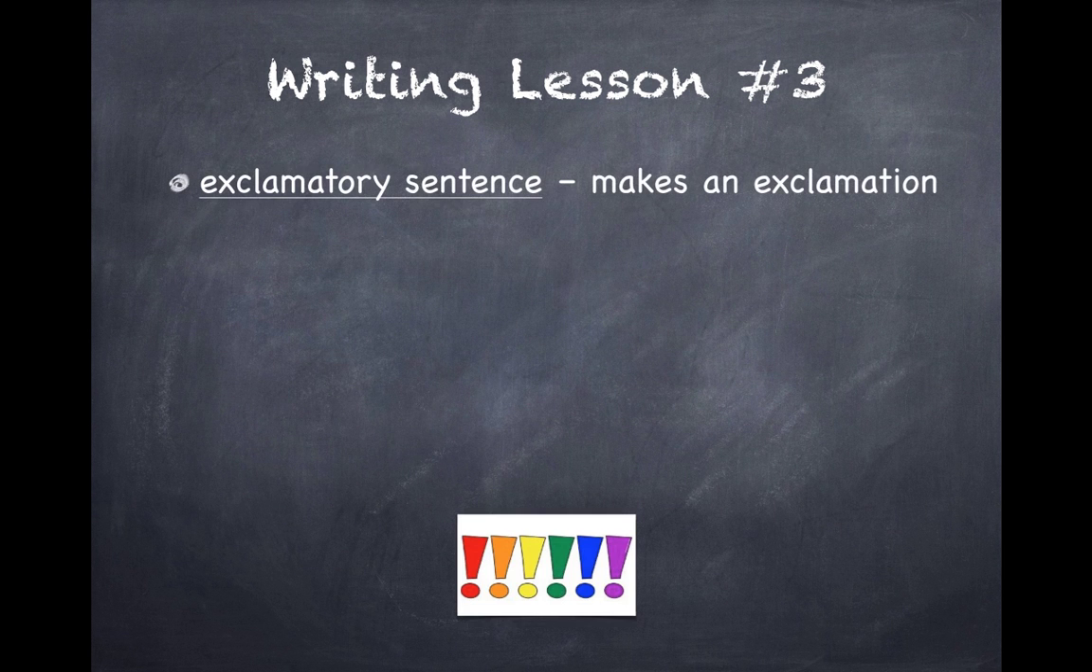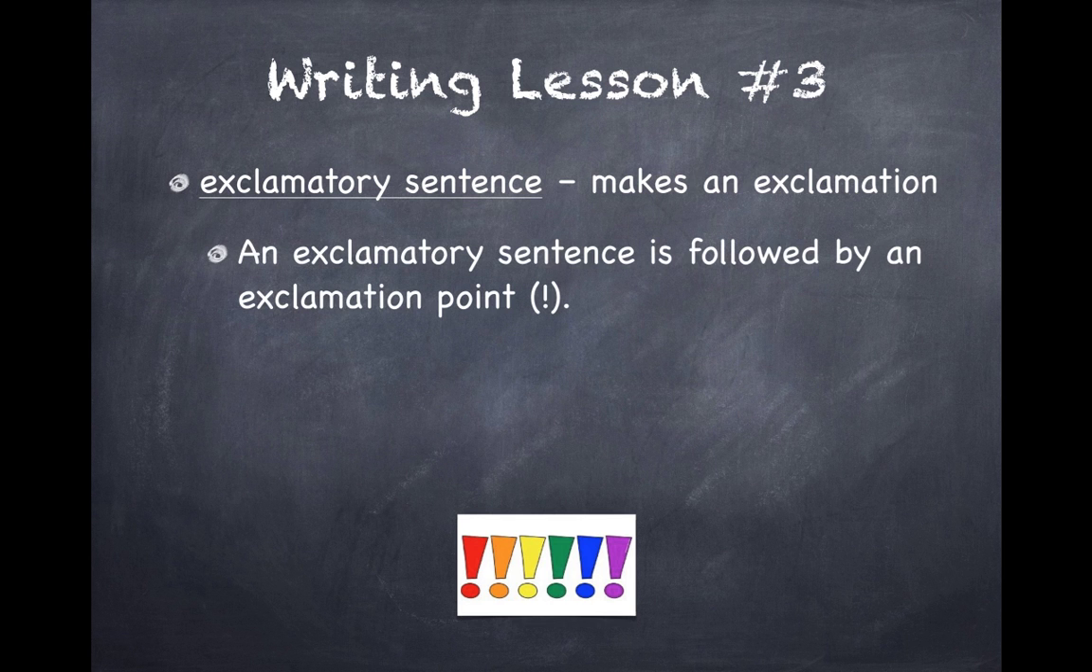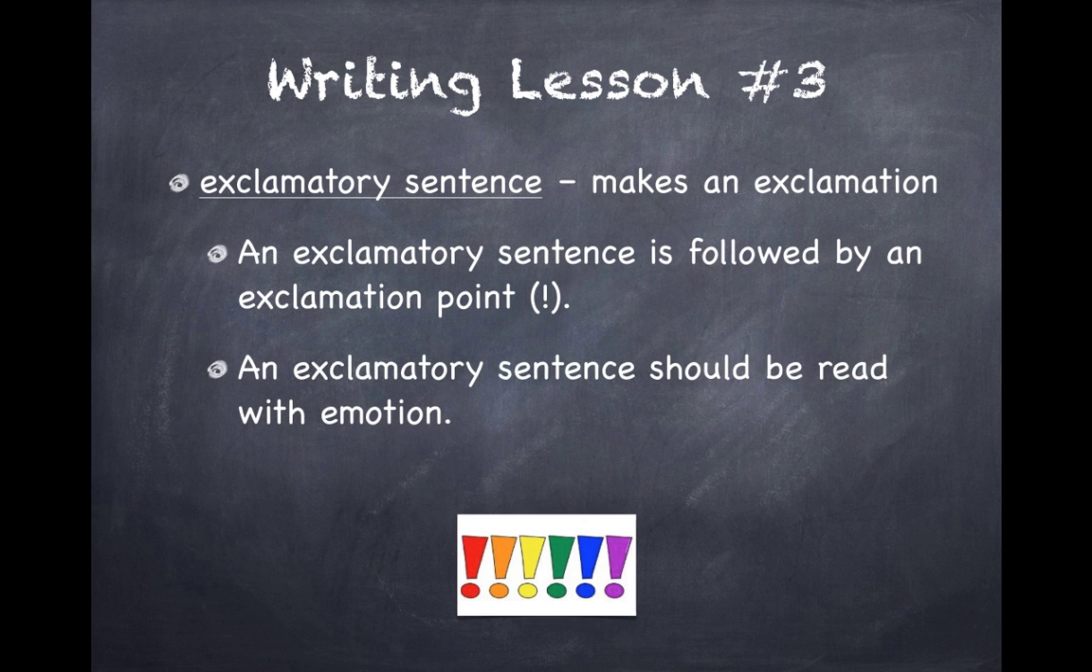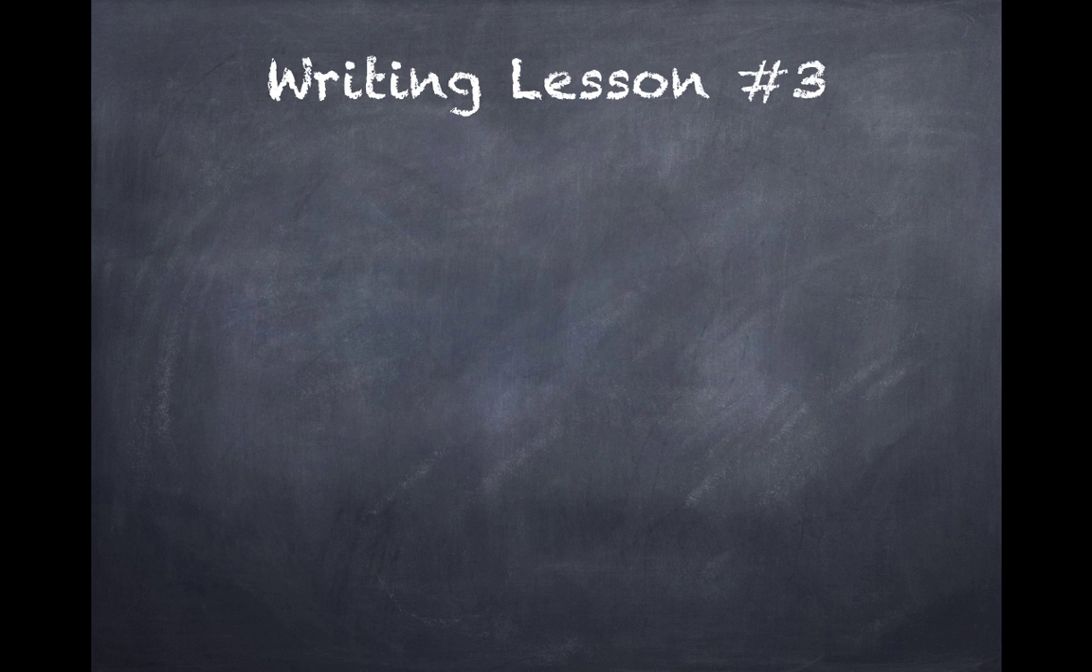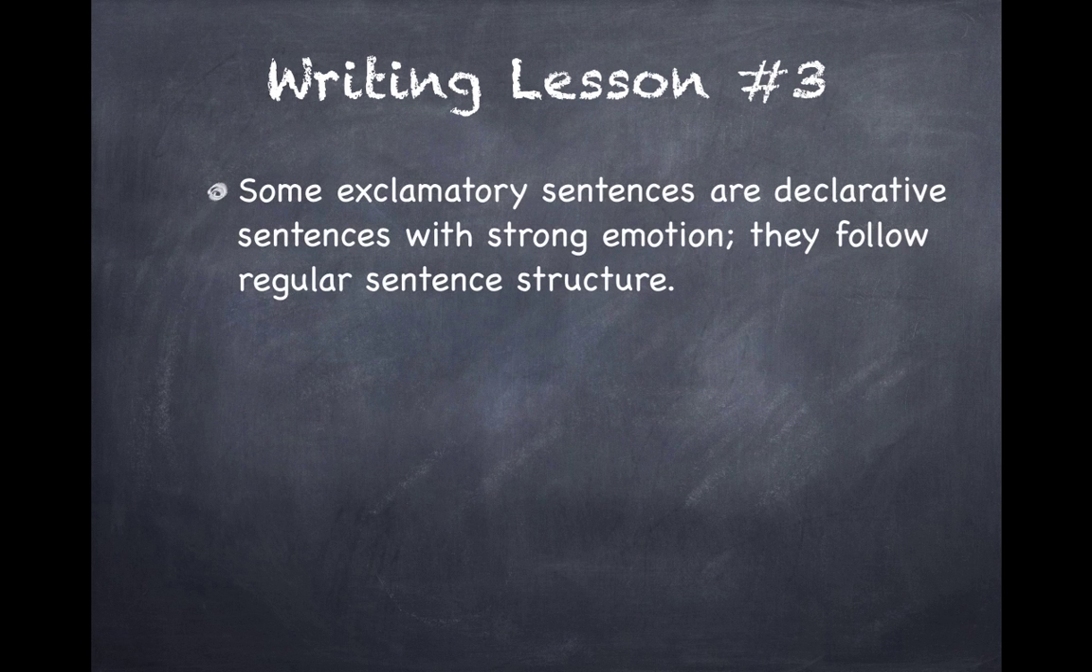And lastly, the exclamatory sentence is going to make an exclamation. So an exclamatory sentence is going to be followed by an exclamation point. And of course, an exclamatory sentence should be read with some emotion. Some exclamatory sentences are basically declarative sentences with some strong emotion.